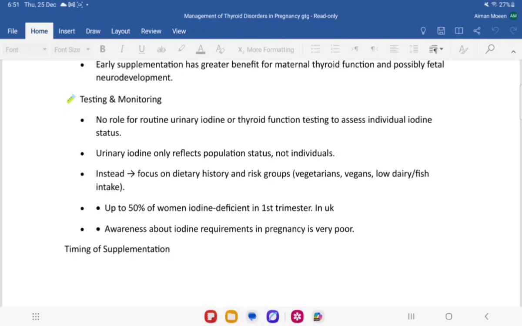Now, after we have discussed this, we discussed the dietary sources. If not dietary, then from the outside in the form of prenatal vitamins. What is the requirement? 200 to 250 microgram is the requirement. Potassium iodide we can give 150 microgram.